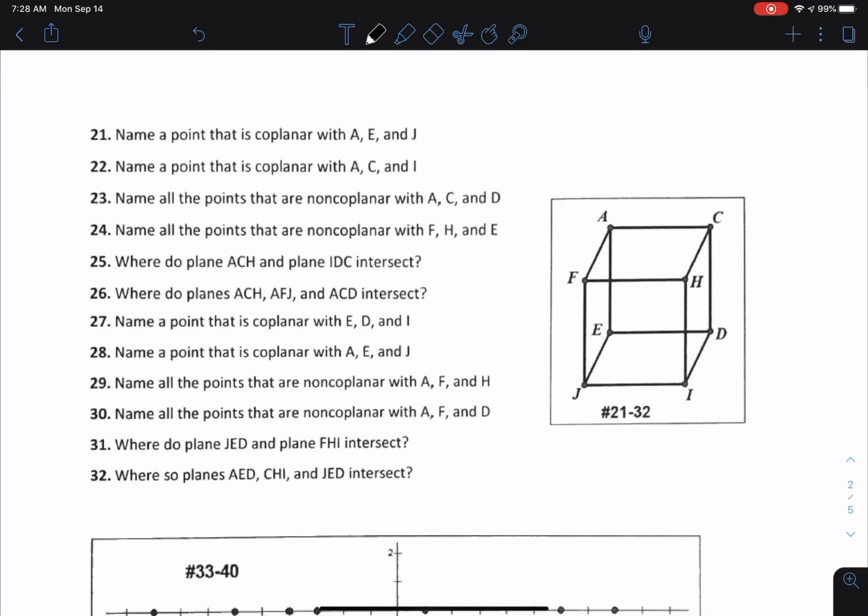Look at 21. It says, name a point that is coplanar with A, E, J. So A, E, J is talking about this surface right here, the one I'm highlighting in yellow. We're talking about that surface right there. So what is the other point that is attached to that surface? It would be F. So you've got A, E, and J. What's the only other one on this surface? F.